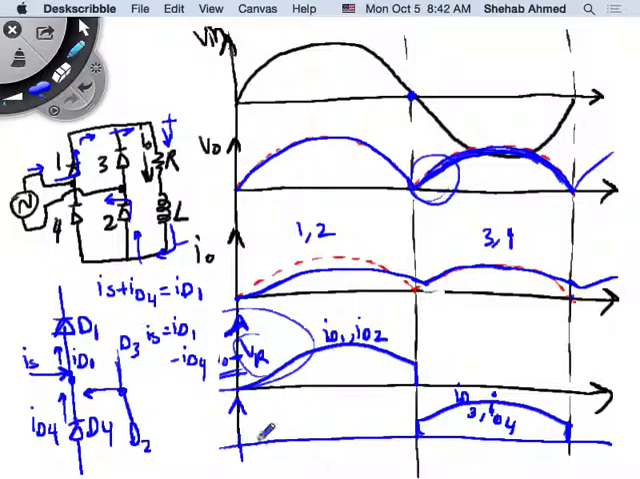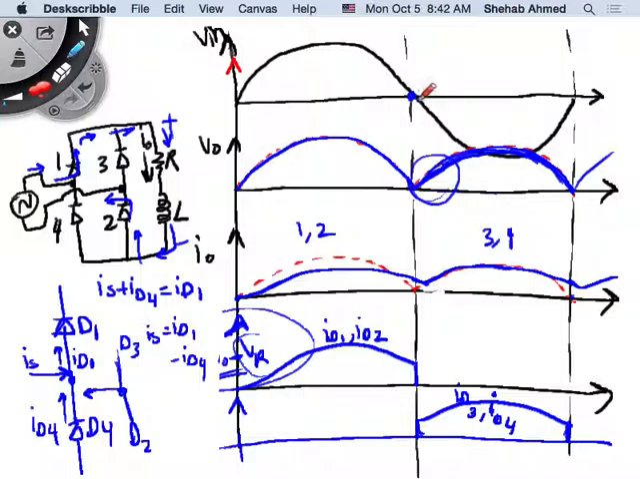ID4 is 0 only in the first half cycle. In the negative half cycle, it has a value. So what does IS look like? IS is the input. What does the IS current look like? I'll draw it here.